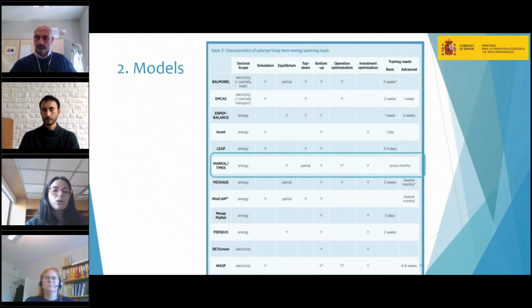So I will start to mention the different models that we had when we started this exercise, which is new for all the member states, and I think this is one of the main challenges. We have to select one model from the big portfolio of models that I think all the public here in this conference will know, because I guess most of the people in this conference are entirely dedicated to modeling. So we had to select this model, which finally was Markal TIMES. And I would like to mention that the training needed in this case is some months. So one of the big challenges for us was to be trained in the use of these energy models.